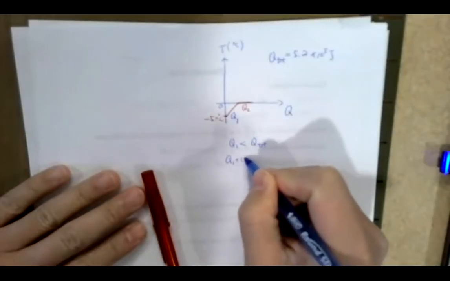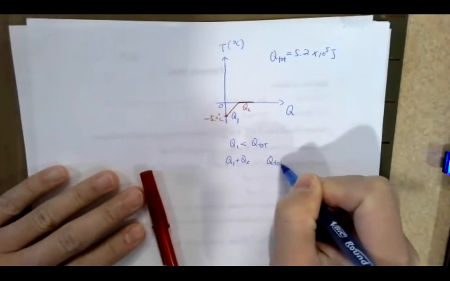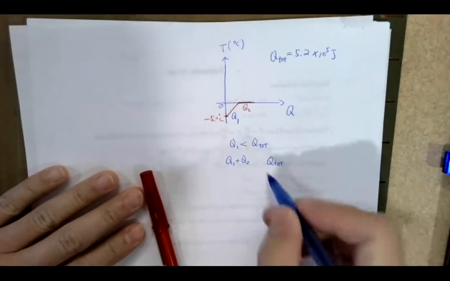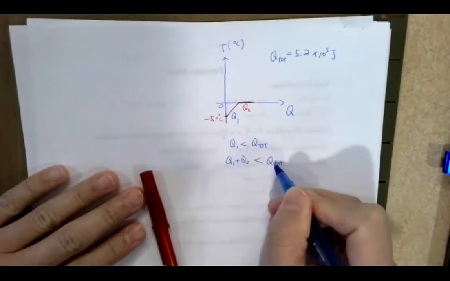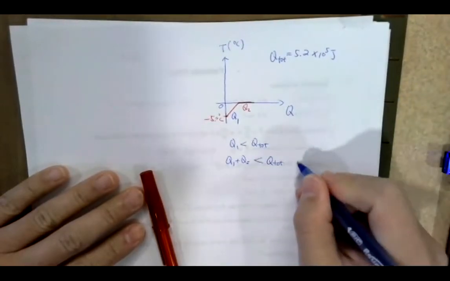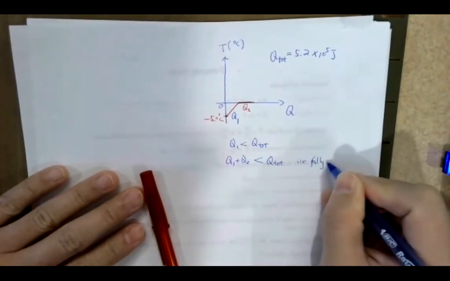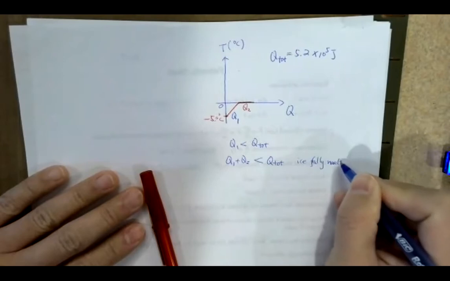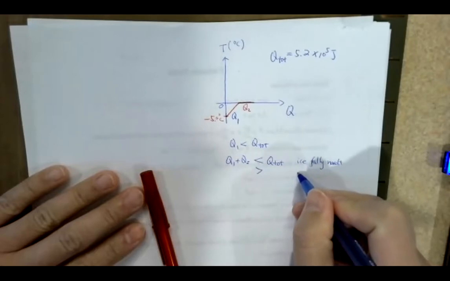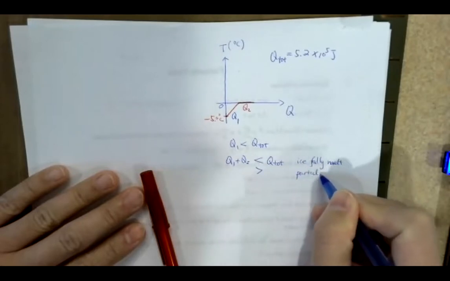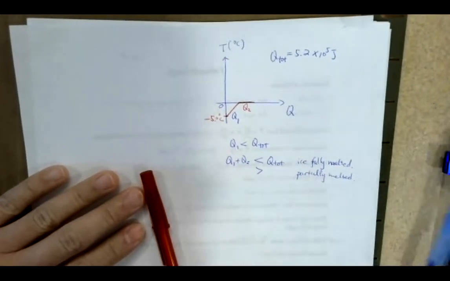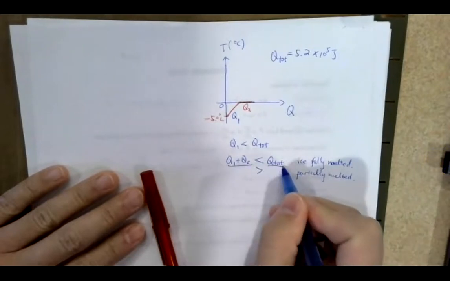And then you can compare Q1 plus Q2 to the total Q, okay? So in this case, if Q1 plus Q2 is still less than that, then you will have the ice fully melted, okay? So in that case, the ice will fully melt. Otherwise, if Q1 plus Q2 is greater, then it will just partially melt, okay? So in that case, you just have to check the numbers you got, okay?